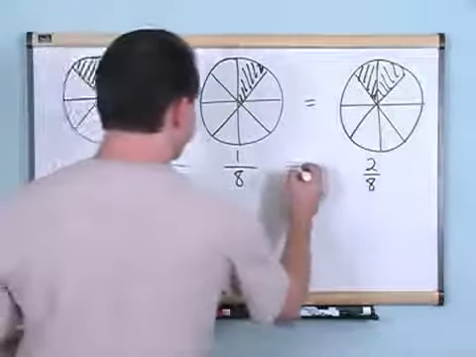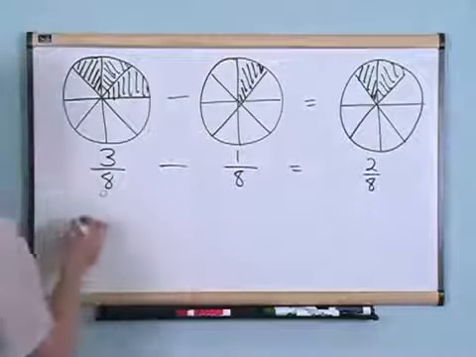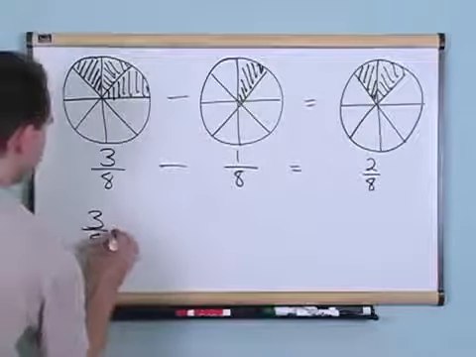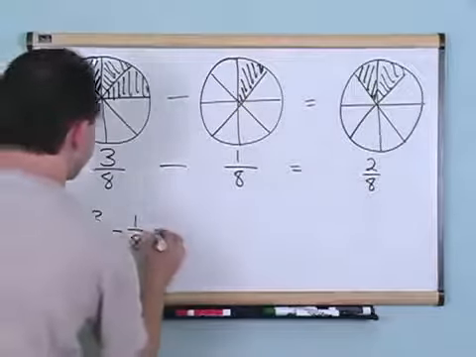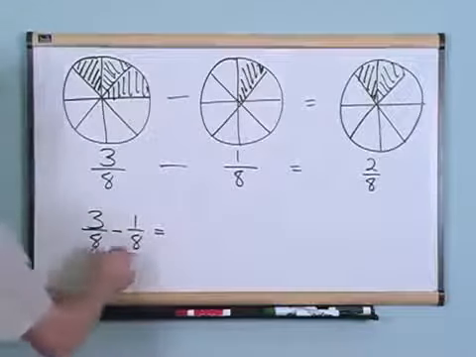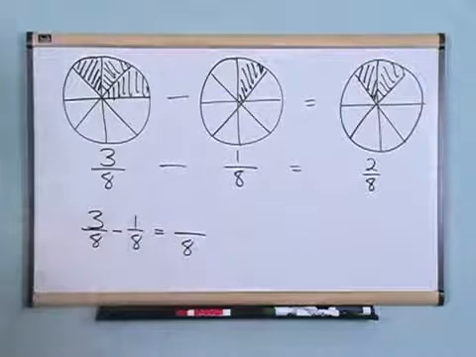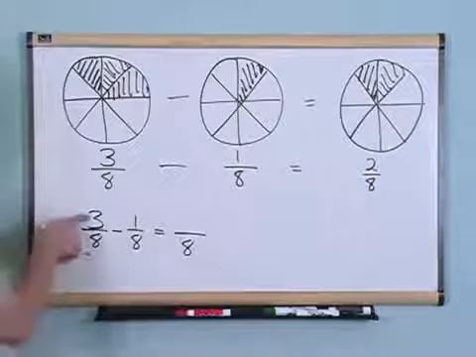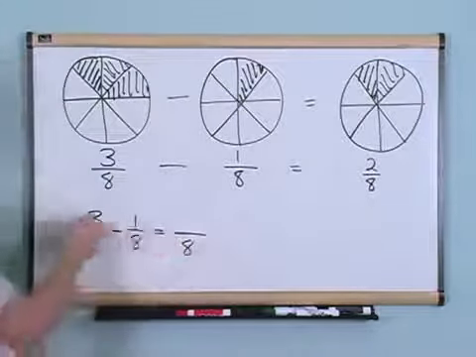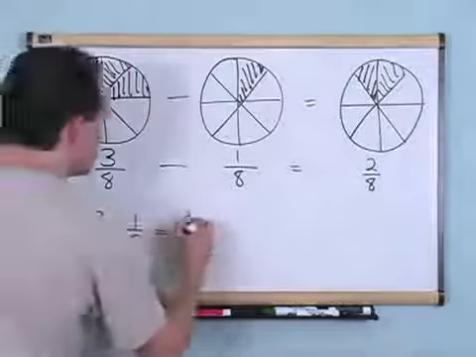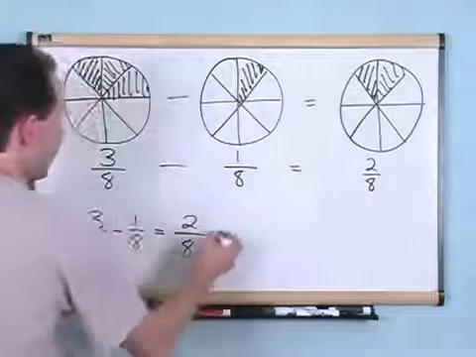Okay? Now let's go ahead and do this using the math. 3/8 minus 1/8. All you have to do is keep the bottom the same, exactly as before. If the bottom is already the same, keep it the same. Don't do any subtraction. And then you just take 3 minus 1. So you just go ahead and subtract the top, and that's going to give you 2. And that's what we already said we should have, 2/8.